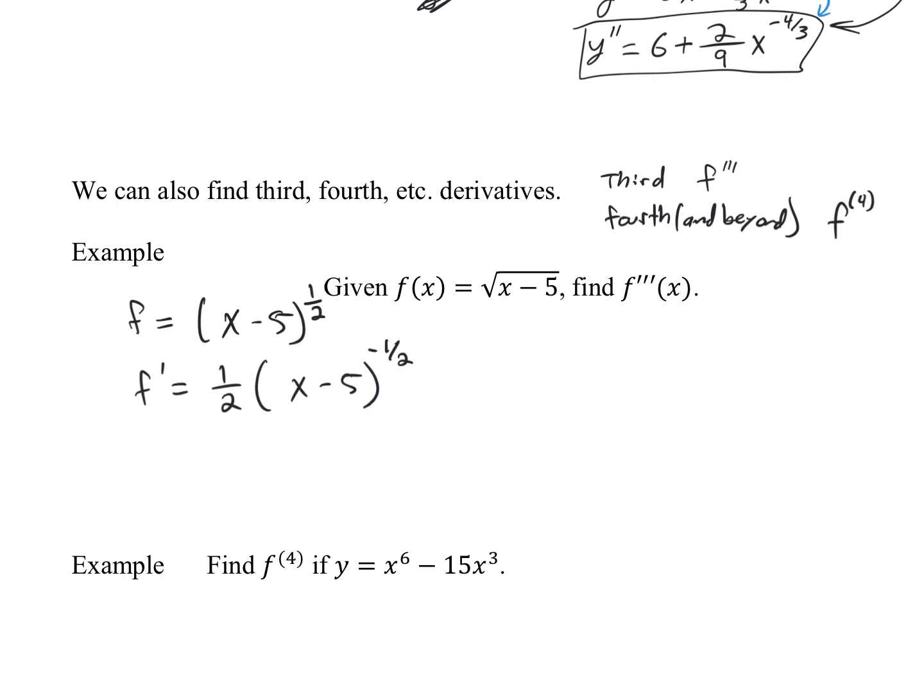Now, because this is a chain rule problem, the chain rule says you first do the derivative of the outside function, leave the inside alone, but then afterwards you have to tack on the derivative of the inside. In this case, the derivative of x minus 5 is just 1.